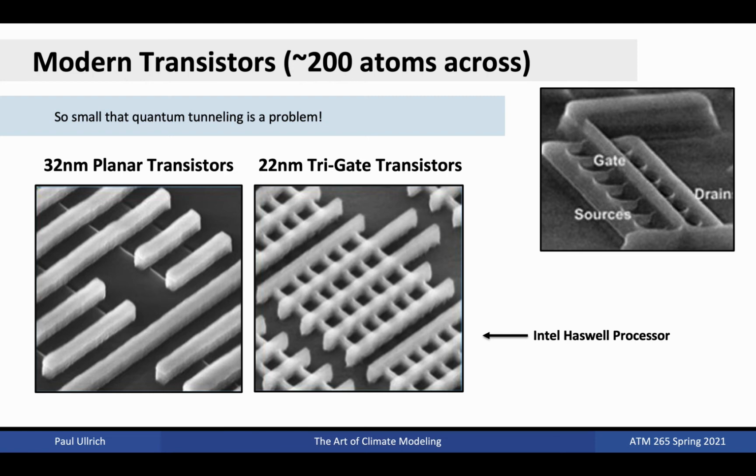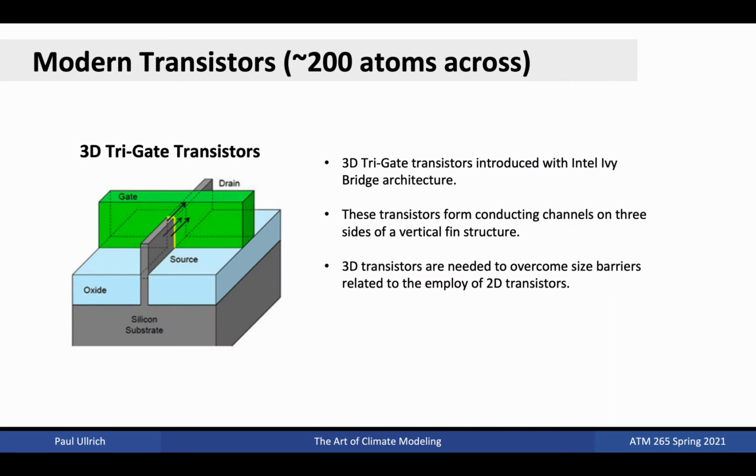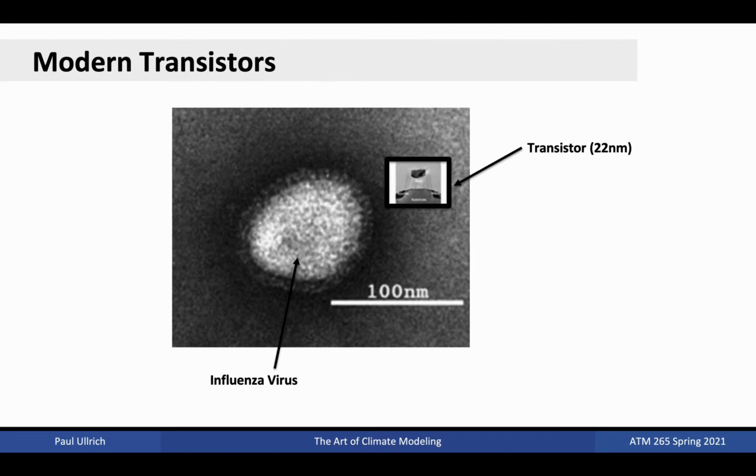Modern thin field effect transistors have been manufactured at the 7 nanometer and 5 nanometer scale. Modern 3D tri-gate transistors look like the figure here, again as implemented in the Intel Haswell processors. This particular transistor design was introduced with the Intel Ivy Bridge architecture and features conducting channels on 3 sides of a vertical thin structure. These 3D transistors are increasingly employed because they overcome previous size barriers related to the use of 2D transistors. As noted before, transistors are continuously becoming smaller and smaller.